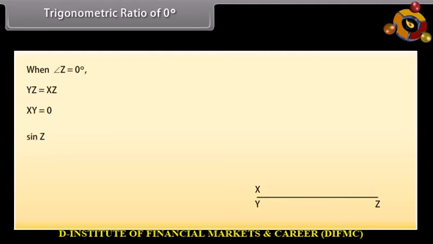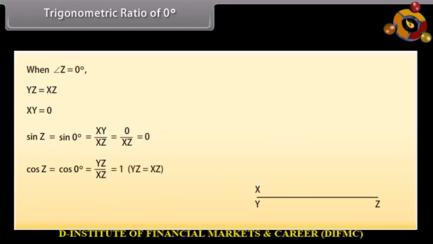Sin Z is equal to sin 0 degree, which is equal to XY upon XZ, which equals 0 upon XZ, which is equal to 0. Cos Z is equal to cos 0 degree, which equals YZ upon XZ, which equals 1, as YZ is equal to XZ. Tan Z is equal to tan 0 degree, which equals XY upon YZ equals 0 upon YZ is equal to 0.